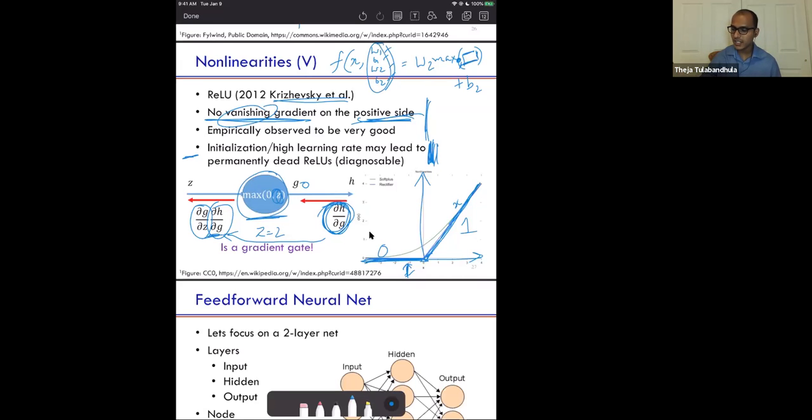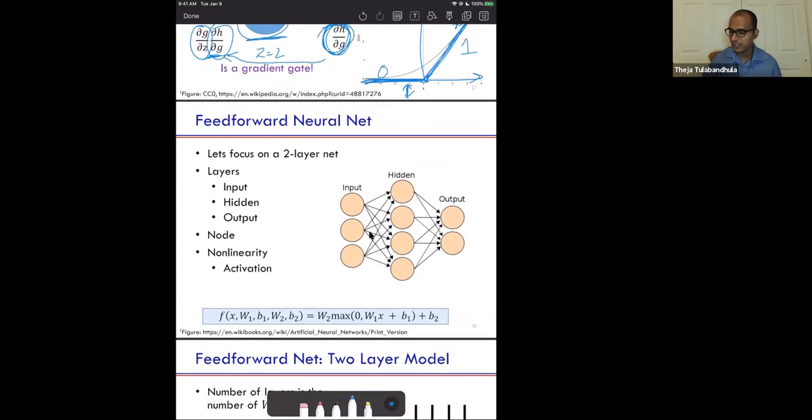Okay. So let's come back to the feedforward neural network. I just wrote the functional form. Let me repeat it here. It's W2 times max of 0, comma W1 times X plus B1, plus B2. Okay, and we just did the dimensionality computation earlier. Now let's give some names here. So this is actually called a 2-layer neural network. Okay, a 2-layer feedforward neural network.